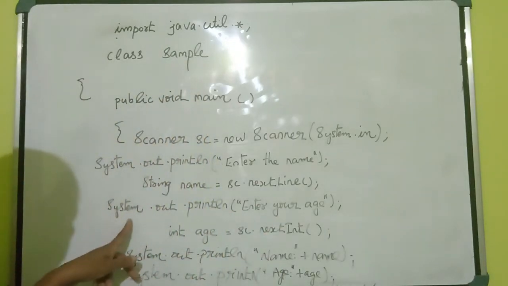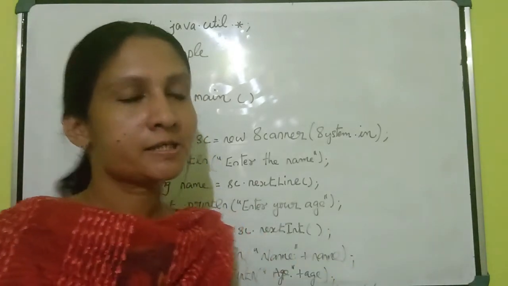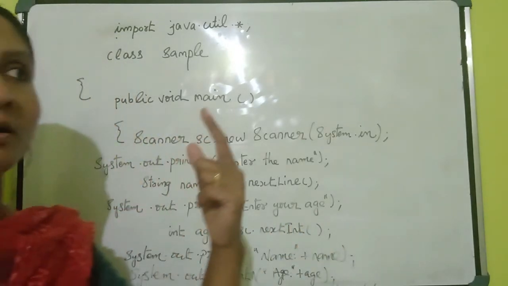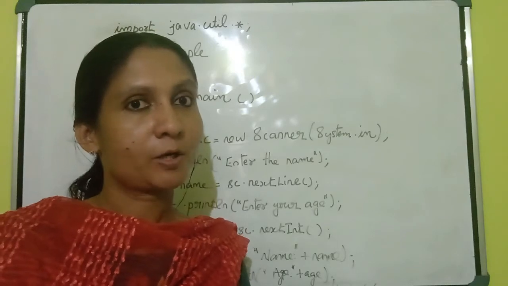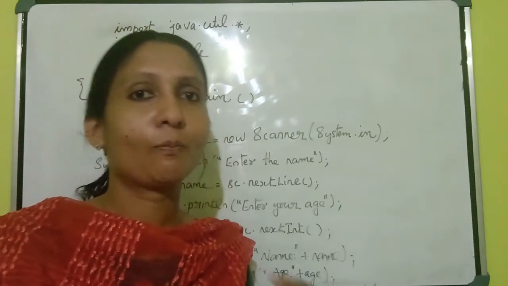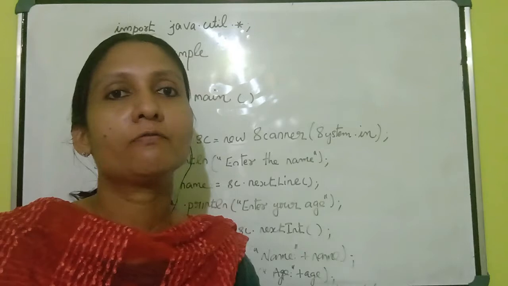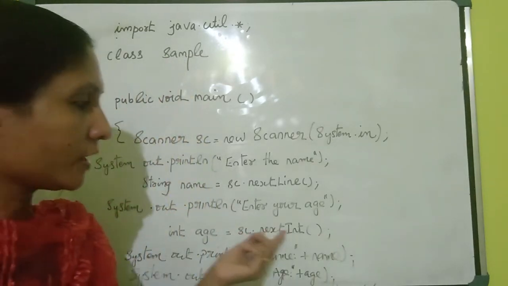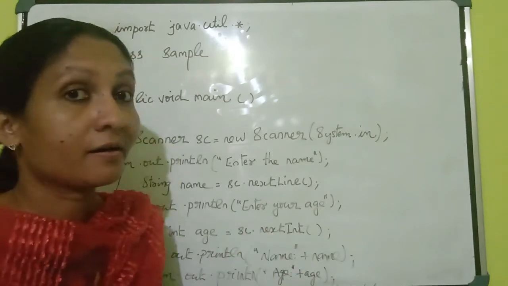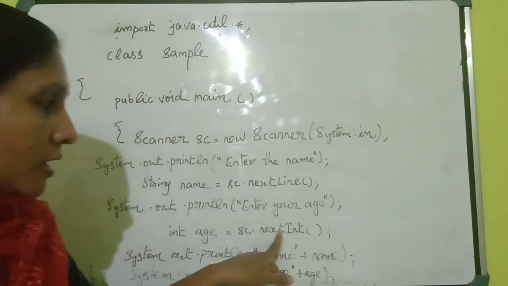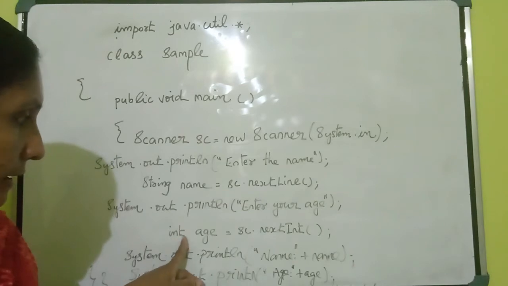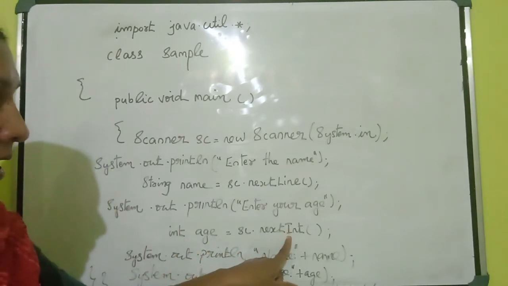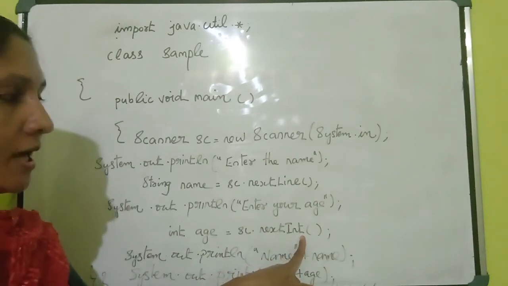Next, we need to read one integer type value. Here System.out.println("Enter your age"). In the case of the InputStreamReader class, we use Integer.parseInt(br.readLine()), like that; we have to convert that value also. But here, with the help of a function, we can read the integer value. What is that function? nextInt. Here, first you declare the data type of age: int age = sc.nextInt(). This is the function to read an integer type value.